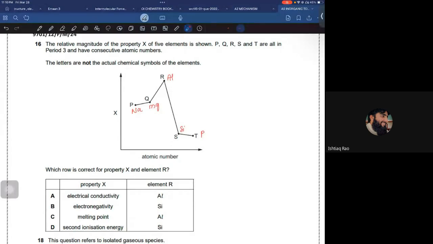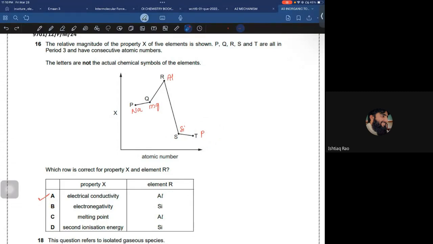So yes, option A is correct. Silicon and phosphorus are non-metals. Silicon is a metalloid, of course. So silicon has a slightly higher electrical conductivity as compared to phosphorus, because phosphorus is completely non-metal. It's a bad conductor, you can say. If you are thinking, okay sir, why not B?